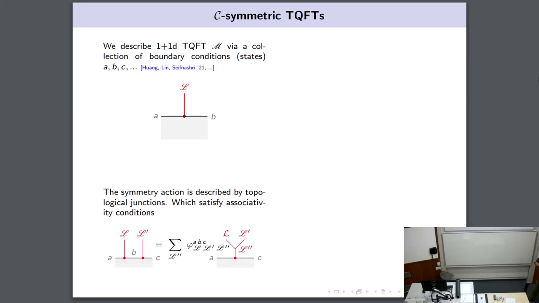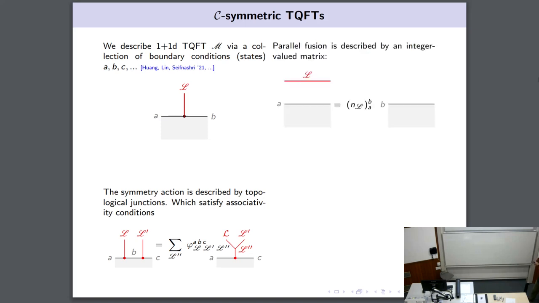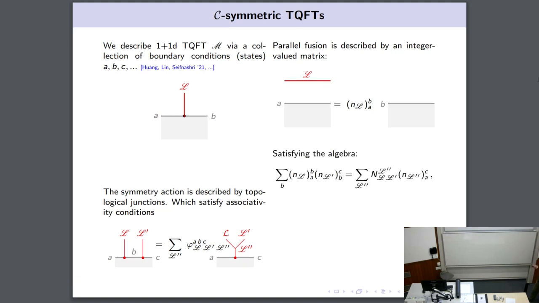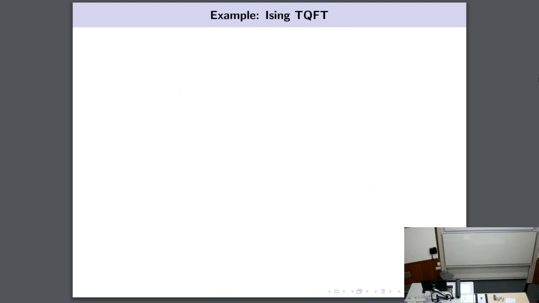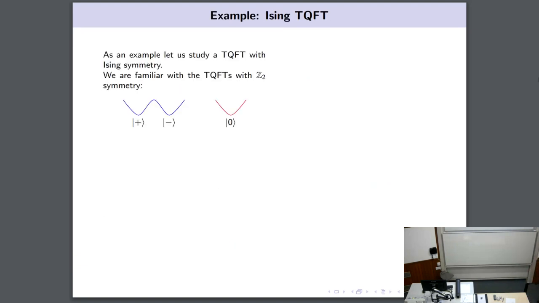which also satisfy some associativity conditions. There are some C-valued symbols that enter, and there is some fusion of the line with the boundary condition, which gives some matrix algebra. It's called the NIM matrix algebra, and this gives the structure of a module category over C to the set of boundary conditions. It's just a mathematical name to tell you how the symmetry acts on these discrete boundary conditions.